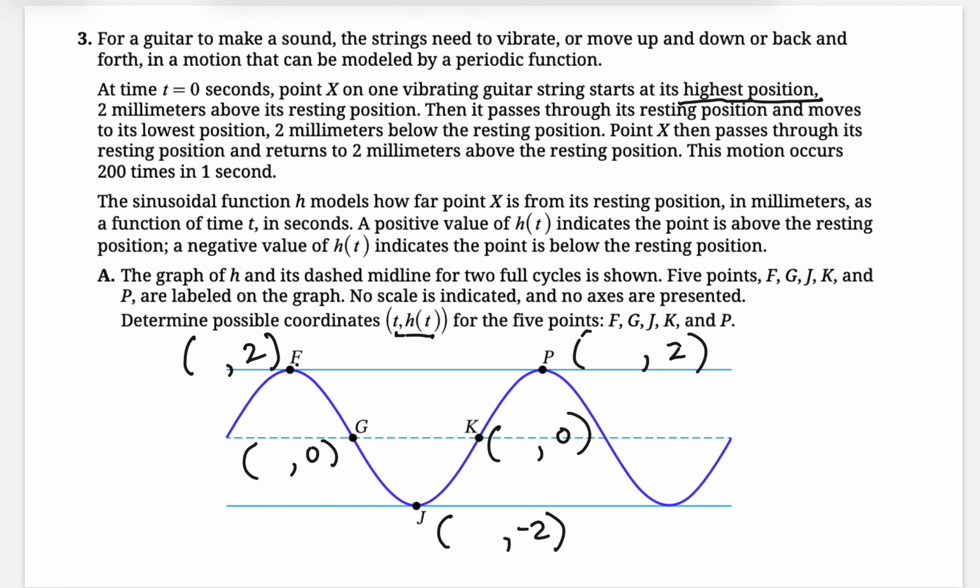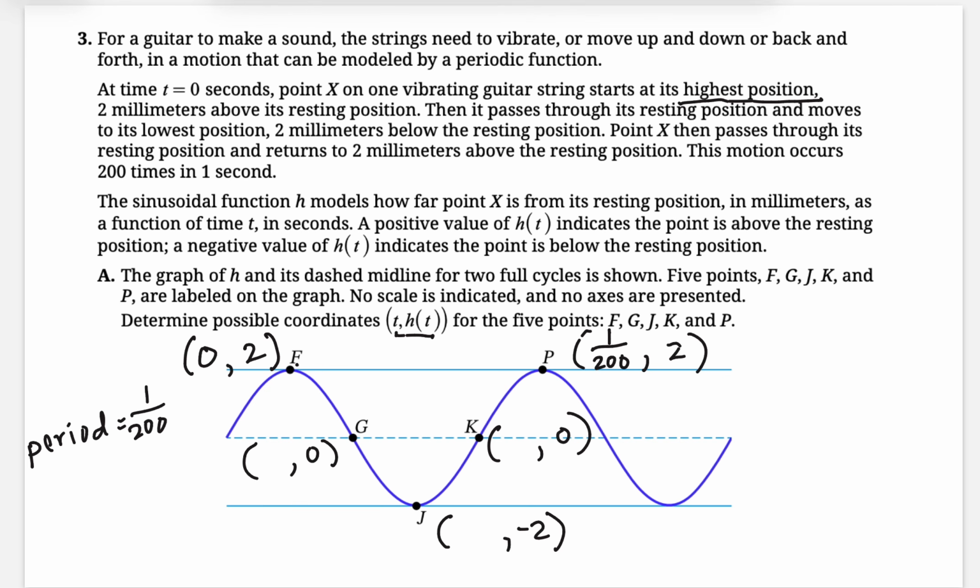So that means that the period would be 1 over 200. So there's 200 cycles happening within one second, so this right here is going to be 1/200th of a second. Now we need to work backwards. F is 0, so that's our starting point, and we know that our ending point is at 1/200th. So then halfway is going to be half of 1/200th.